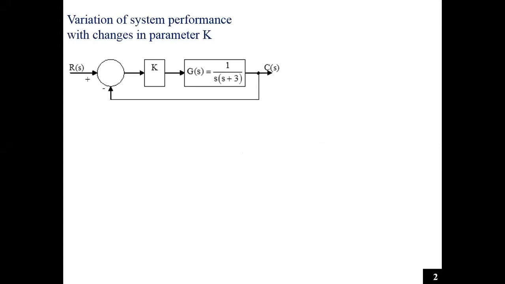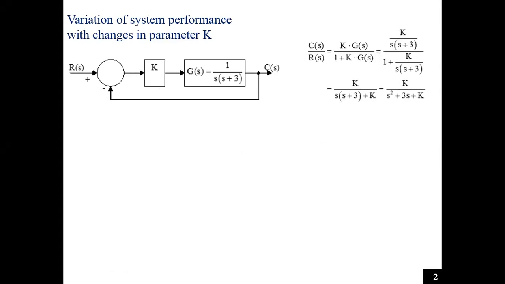In our today's video, we will discuss the root locus technique. The variation of system parameter K varies the transient response and the stability of the whole system. If we find the closed loop transfer function for this system, we get this second order system.